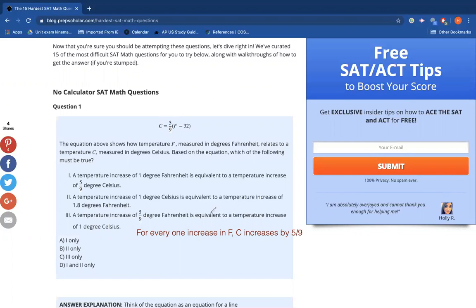So does this make sense? Does the statement make sense? Okay. And then we see that number 1 is the same sentence, right? For every 1 degree in Fahrenheit is equivalent to a temperature of 5/9. So we know it has to be one of our answer choices, leaving us with A or D. Now the next one. How do we check the next one?